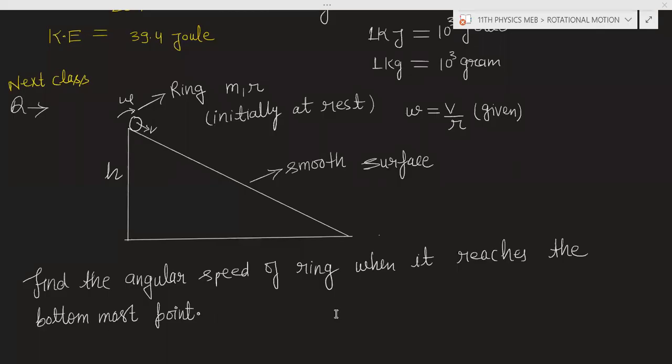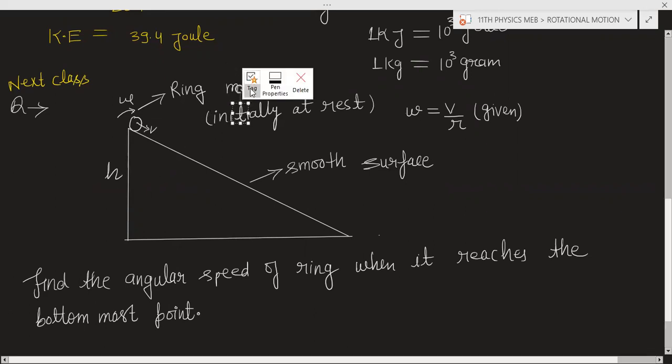So in the last class, we were discussing this question. So this is a ring, and this ring was initially at rest. Now this ring is moving down this plane, and the surface of this plane is a smooth surface, and this height is a small h. This ring has the mass m and the radius r, and it is given that omega of this ring is equal to v divided by r, and v is the velocity or speed of the center of mass.